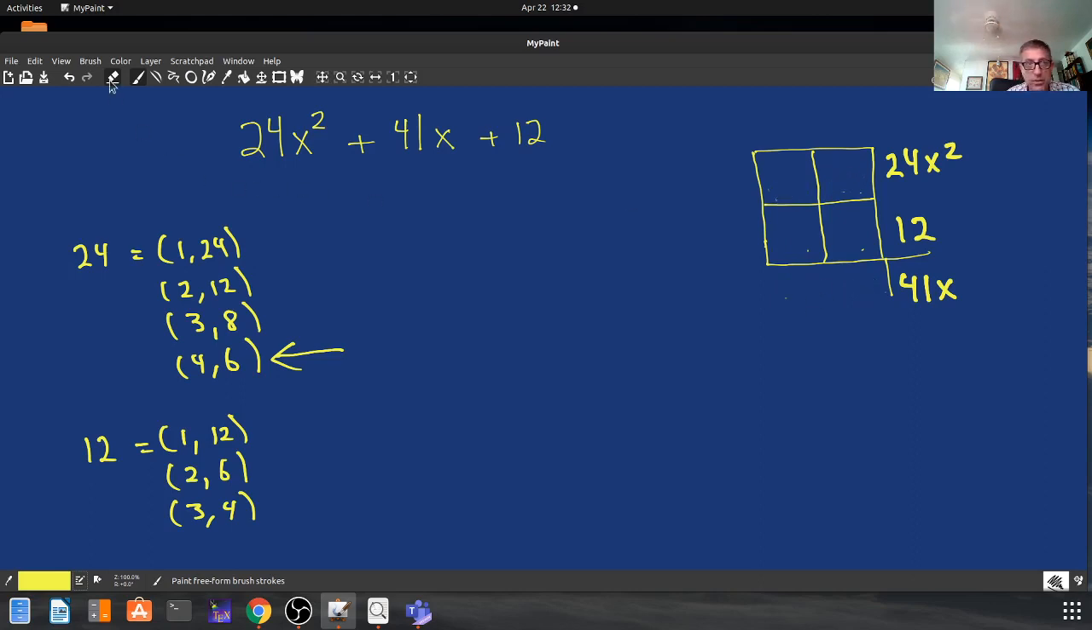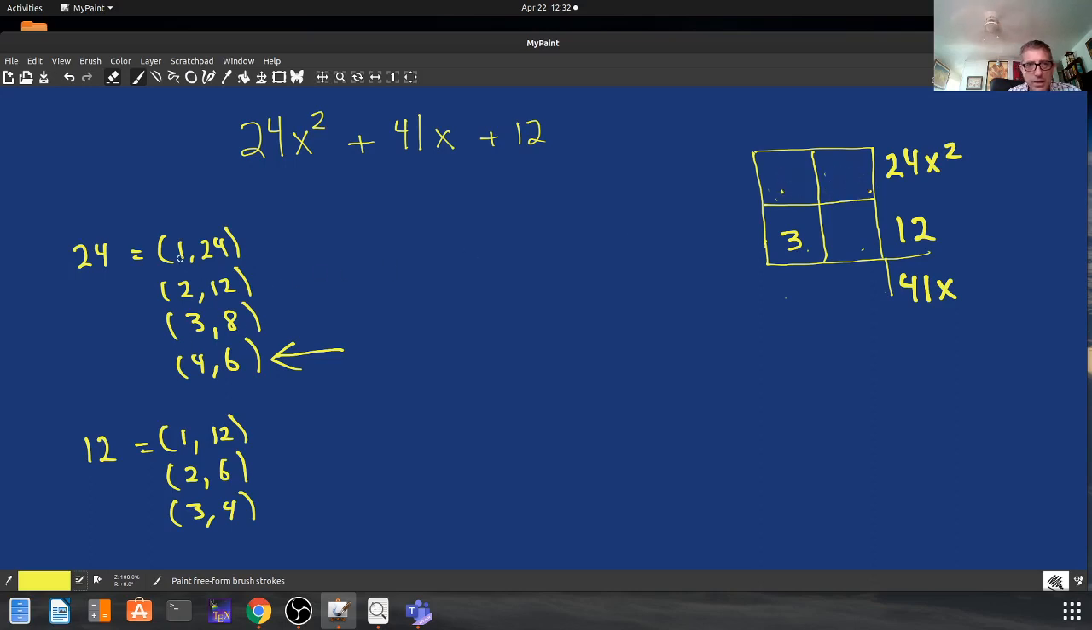So I'm going to use my x and 24x. And down here I'm going to use, I need an odd number. 3, that's not going to work. I'm taking it back. I know I need an odd number somewhere.